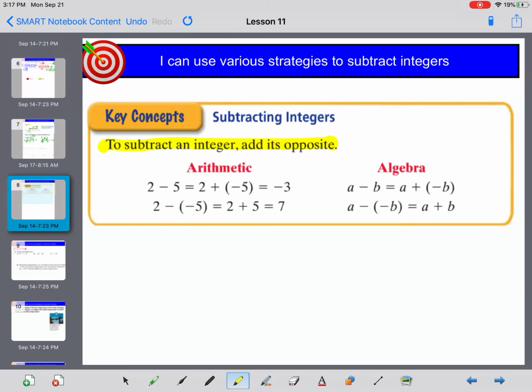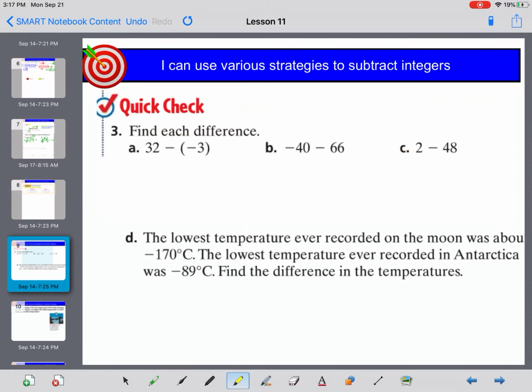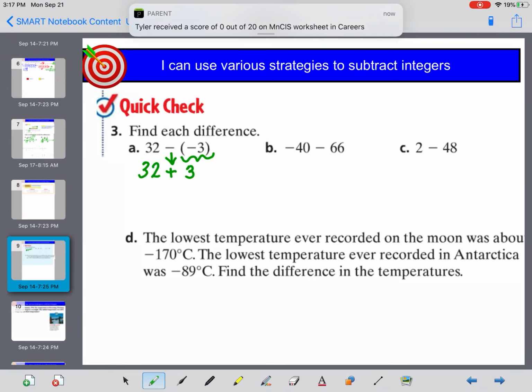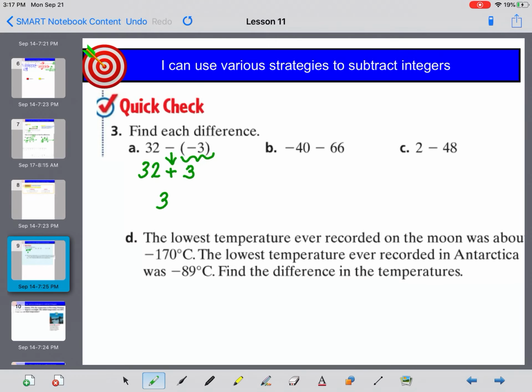So, let's give this a try. To find the difference, we're going to change it to an addition problem. 32, change this to adding the opposite. The opposite of negative 3 is 3. 32 plus 3 is 35. Letter B, negative 40, change this to adding, and change this to negative 66.